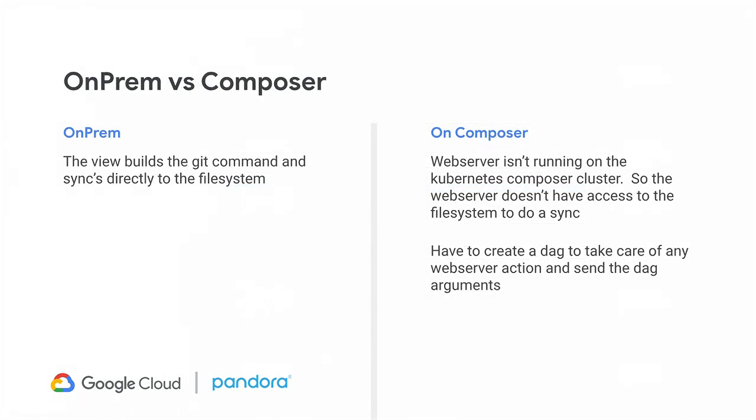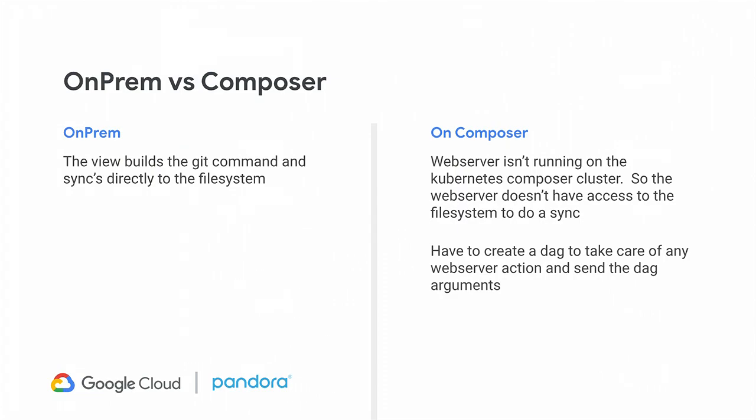So on-prem, the view would build the git command and then sync directly to the file system, because it would run the git command as an external process in Python. On Composer, the web server is not running on the Kubernetes Composer cluster. So the web server doesn't have access to the file system where your DAGs are located or the data directory that you're allowed to do work in on Composer.